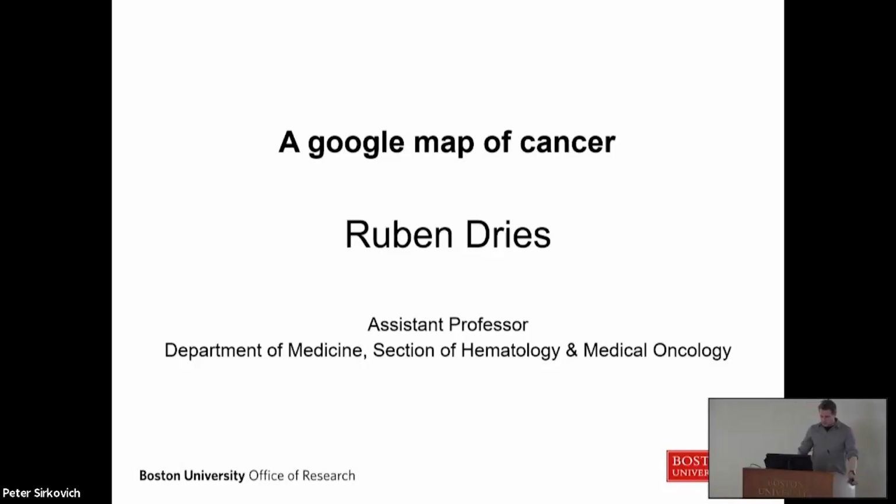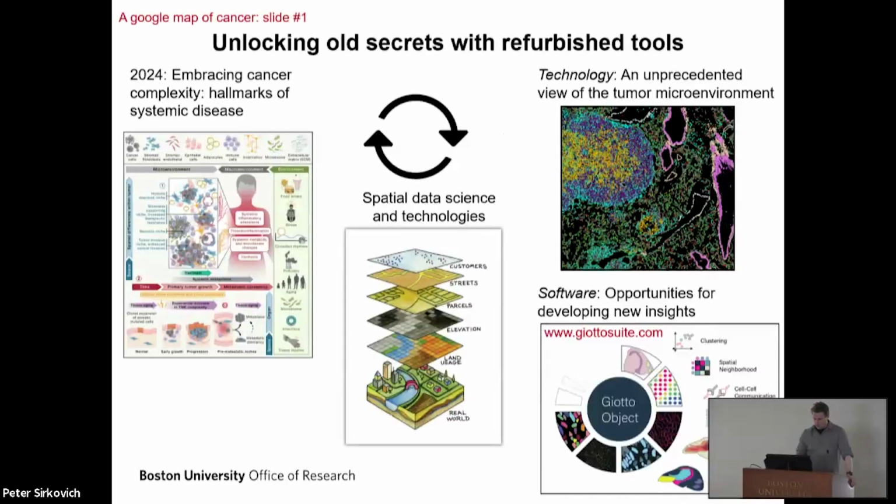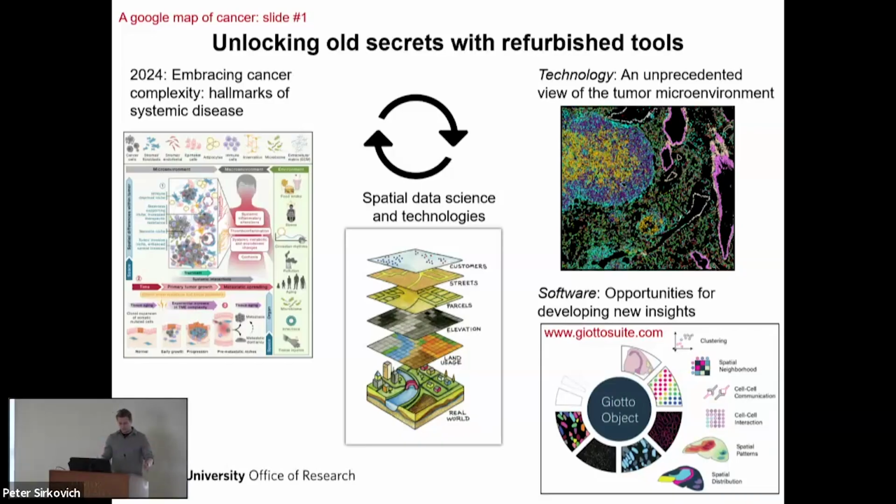All right, so we're going to take a deeper dive into the molecular biology right now, and I'm going to show you how my lab tries to make a Google map of cancer and why it actually matters. First of all, I think it's really telling that one of these hallmark papers is the hallmarks of cancer paper. They changed their name and they recognize right now that a tumor is really complex and it should be considered a systemic disease.